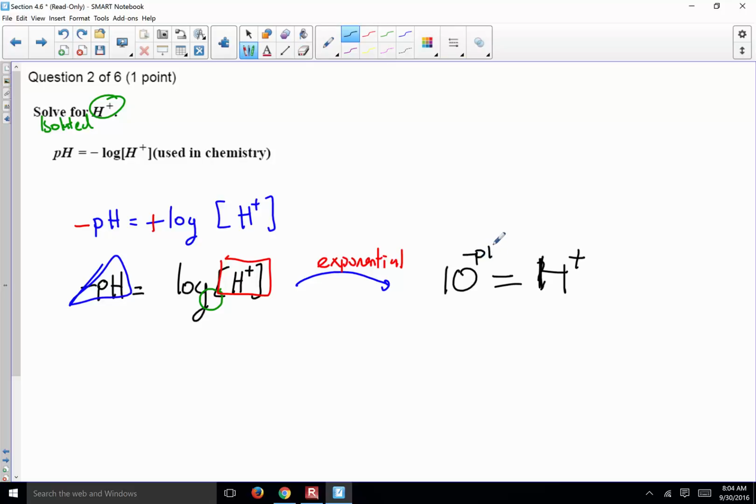Minus pH though, because this thing has a minus. Alright, that's it. You found what H plus is. Okay, this is method 1.